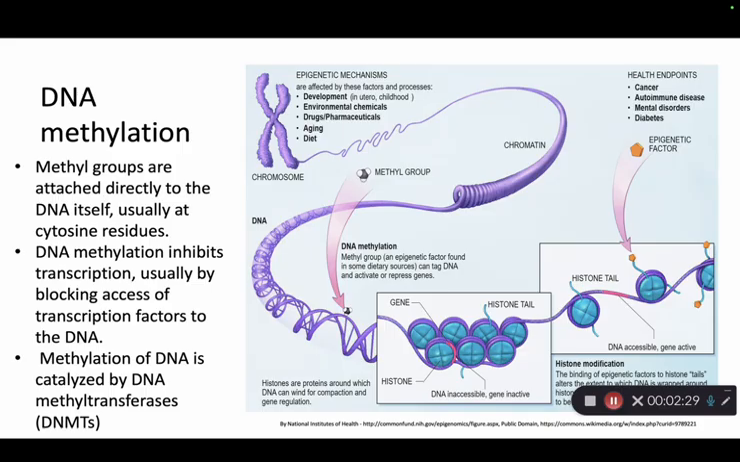Methyl groups are added to cytosines, typically at CpG islands in gene promoter regions. This addition, catalyzed by enzymes called DNA methyltransferases, generally will silence gene expression by blocking access to transcription machinery. DNA methylation is critical for X chromosome inactivation, imprinting, and suppression of transposable elements.